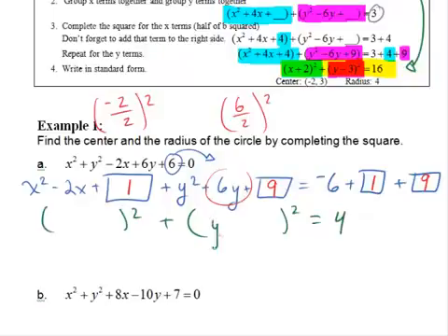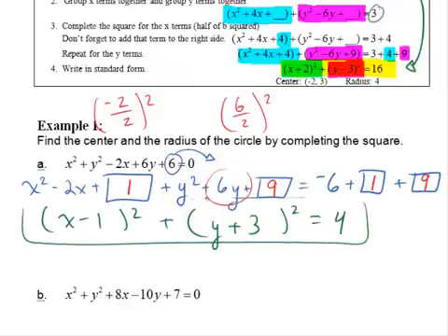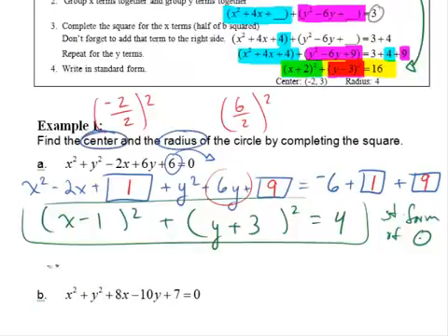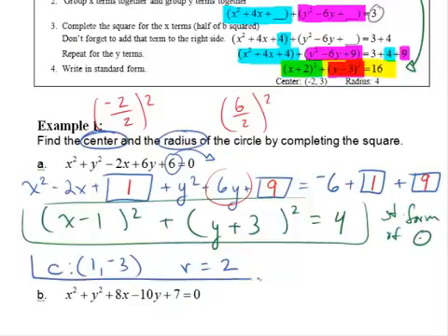On the y side we're going to have y plus 3, and on the x's we're going to have x minus 1. Now this is, right here, standard form of your circle, but it's not asking for standard form of a circle. It's asking for the center and the radius. So our answer will be positive 1, negative 3, and r equals square root of 4. This is our answer.